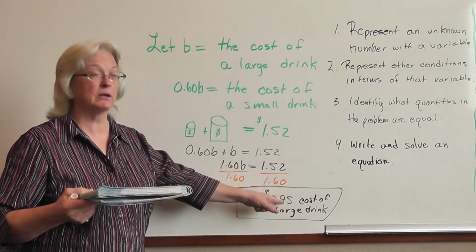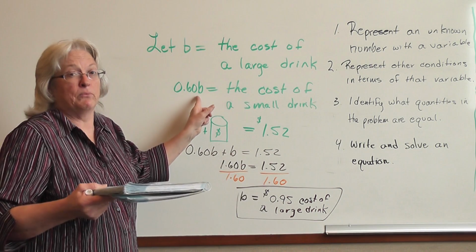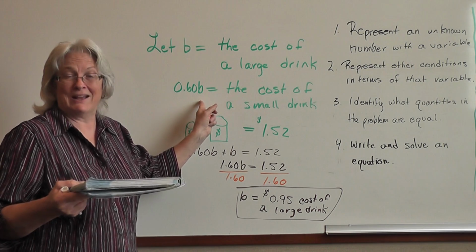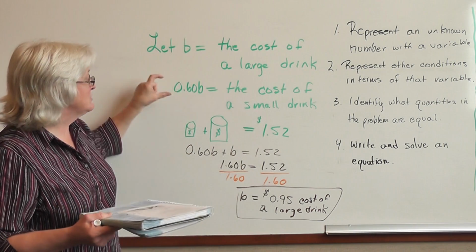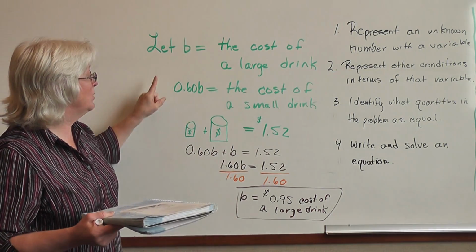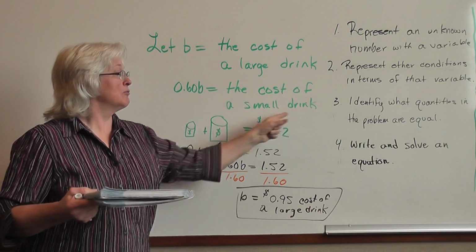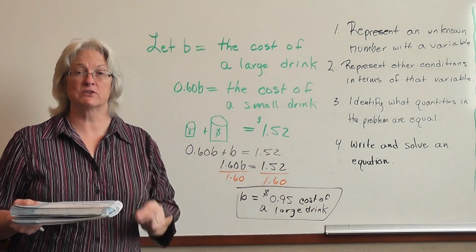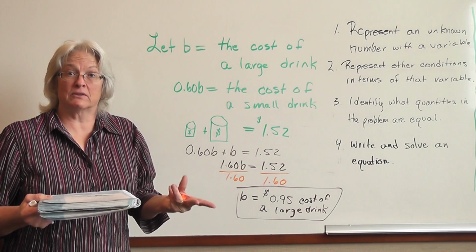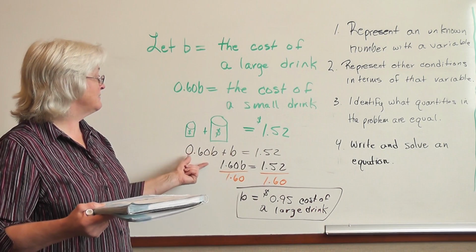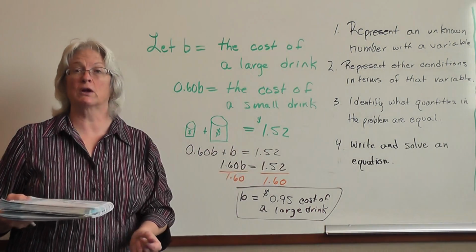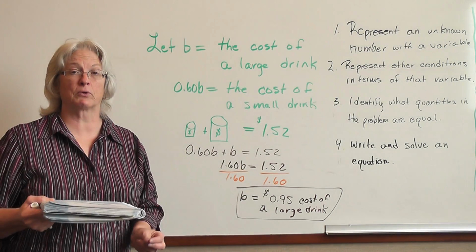57 cents, I think. But that's extra information they didn't ask for. You don't need to solve it. But you did have to come up with this expression that represented the cost of a small drink, because that was a necessary piece of information in order for you to come up with an equation to solve your problem.